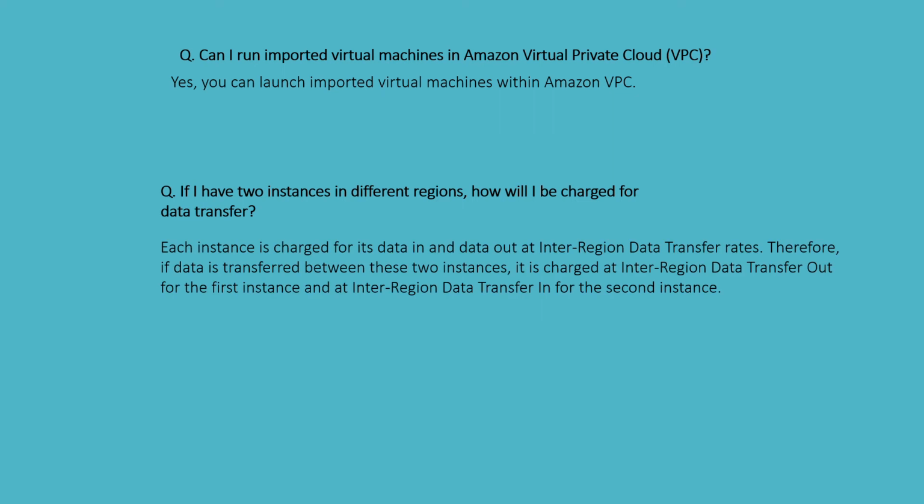If I have two instances in two different regions, how am I charged for the data transfer? Each instance is charged for its data in and data out at the inter-region data transfer rate. Therefore, if data is transferred between these two instances, it is charged inter-region data transfer out for the first instance and inter-region data transfer in for the second instance.